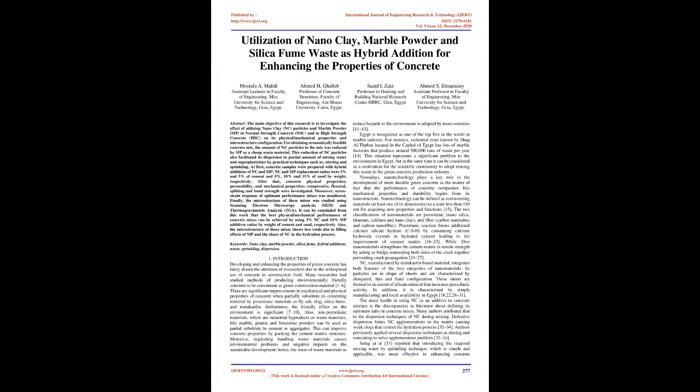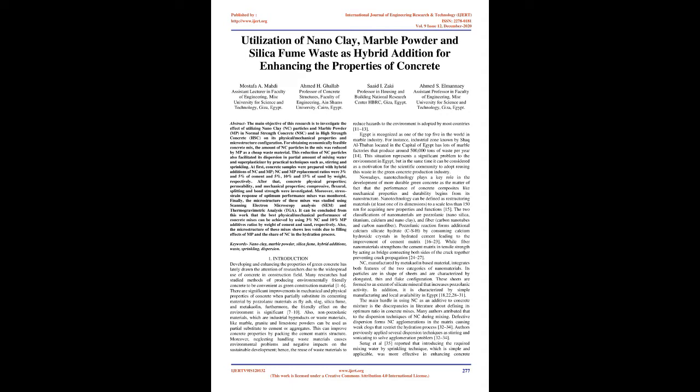At first, concrete samples were prepared with hybrid additions of NC and MP. NC and MP replacement ratios were 3% and 5% of cement and 5%, 10%, and 15% of sand by weight, respectively. After that, concrete physical properties, permeability, and mechanical properties, compressive, flexural, splitting, and bond strength were investigated.